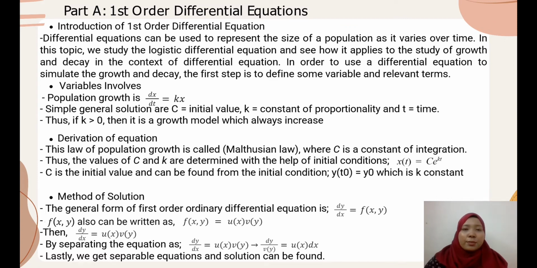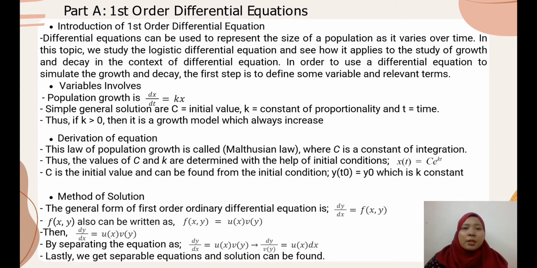So for today, I will present about the variables involved. The population growth is dx over dt equal to kx, and the simple general solution consists of C equal to the initial value, k equal to the constant of proportionality, and t equal to time. If k is bigger than 0, then it is a growth model which always increases.